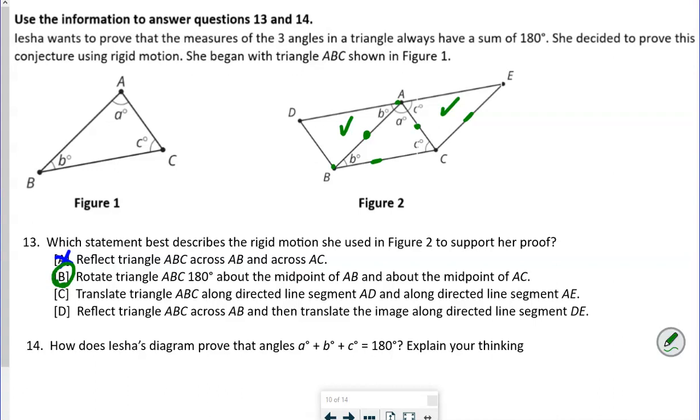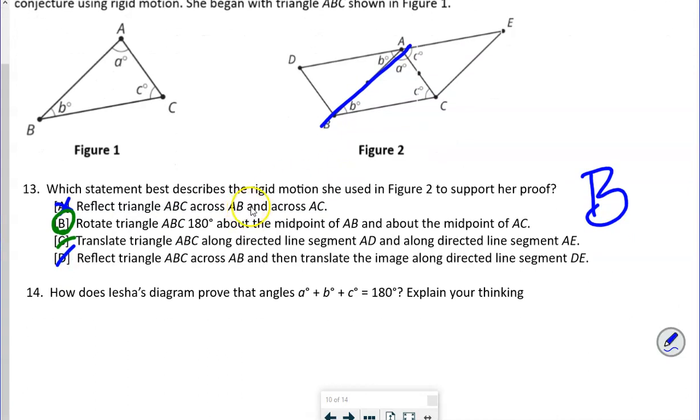Translate triangle ABC along directed line segment AD. So here's directed line segment AD. Yeah, that's definitely not true. Reflect triangle ABC across AB. Then translate. Yeah, that's not going to get us both of them, so that's not true either, okay? So our answer was B, okay?